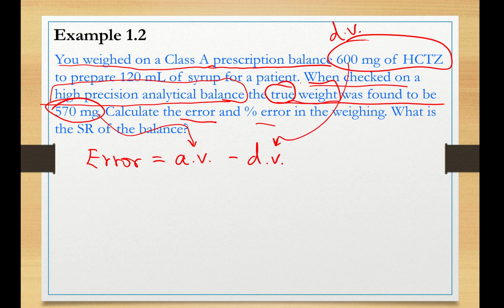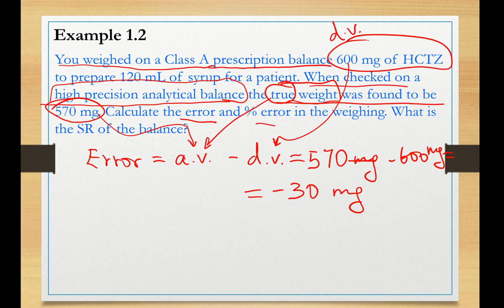This phrasing over here, the true weight, is misleading. The true weight is the actual value in this case. So plugging in the numbers now, 570 milligrams minus 600 milligrams is minus 30 milligrams. So essentially the drug dose is 30 milligrams less than the desired one.